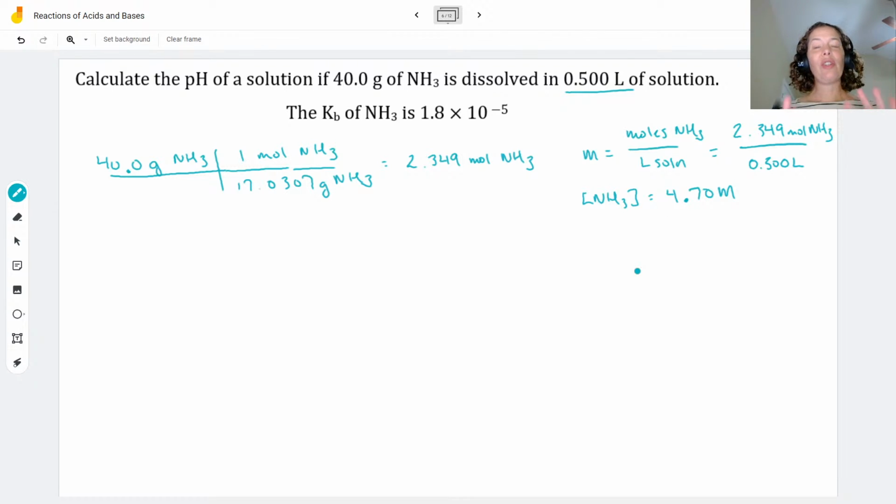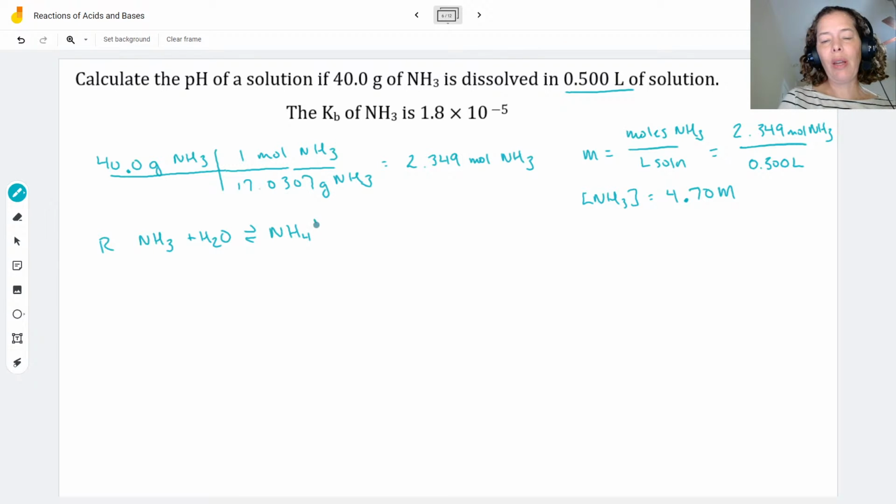Now that we have concentration, we're going to set up our RICE table. Again, R is for reaction. So we have ammonia in water, and it is going to form the ammonium cation and the hydroxide anion. Okay, that's R. I is initial. How much do we have initially? We just calculated the concentration of ammonia that we have initially, and that is 4.70. Remember, don't worry about water. You can assume its concentration stays constant through this whole process. And we don't have any ammonium or hydroxide initially.